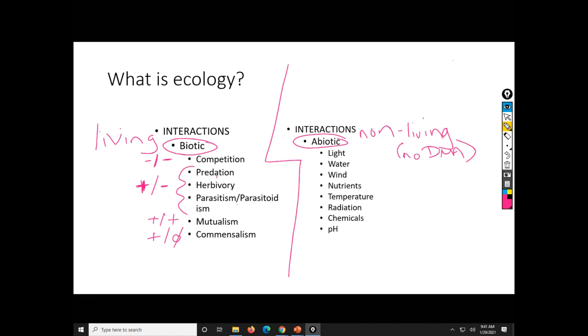Okay, but they're not alive, right? Never were alive. So it's the relationship of these two things together that create a very complicated place in the world for our organisms. Any questions about either of these two things? Hopefully they sound at least a little bit familiar.